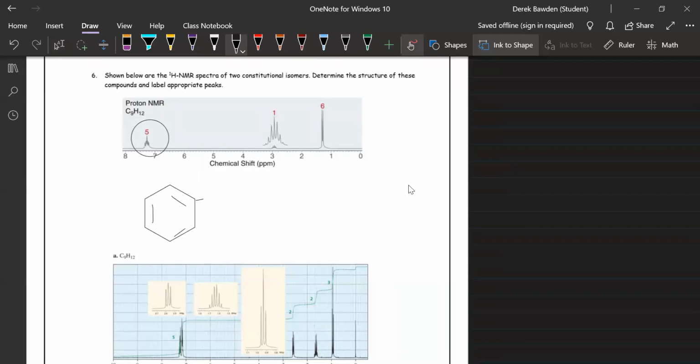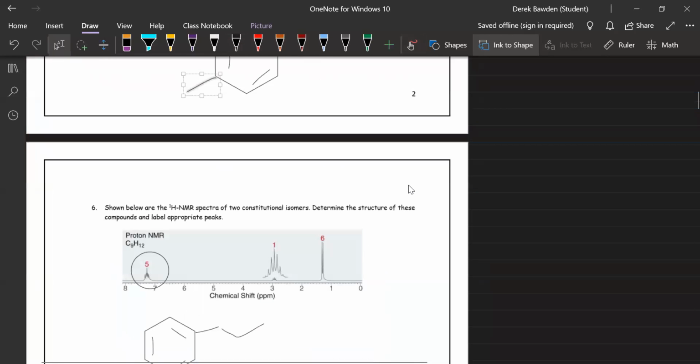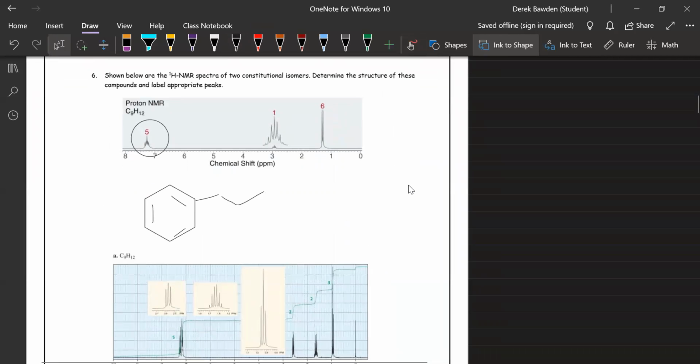So we know there's going to be one thing attached. And we need to have 9 carbons and 12 hydrogens. So right now we have 5, 6, 7, 8, and only 7 carbons. Let's just do something like that. Okay, so now we have 5, 6, 7, 8, 9 carbons, and 1, 2, 3, 4, 5, 6, 7, 8, 9, 10, 11, 12 hydrogens. So our chemical formula is fulfilled. Let's see if our HNMR matches.